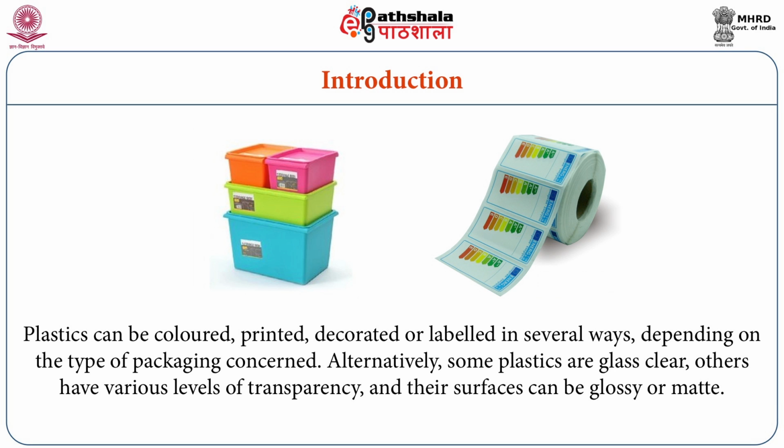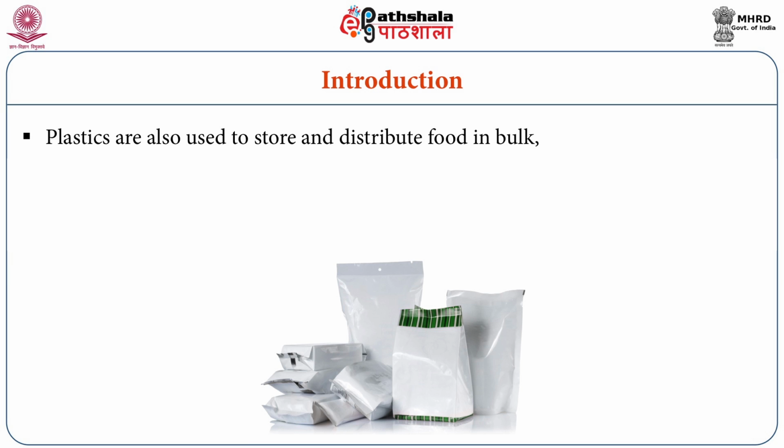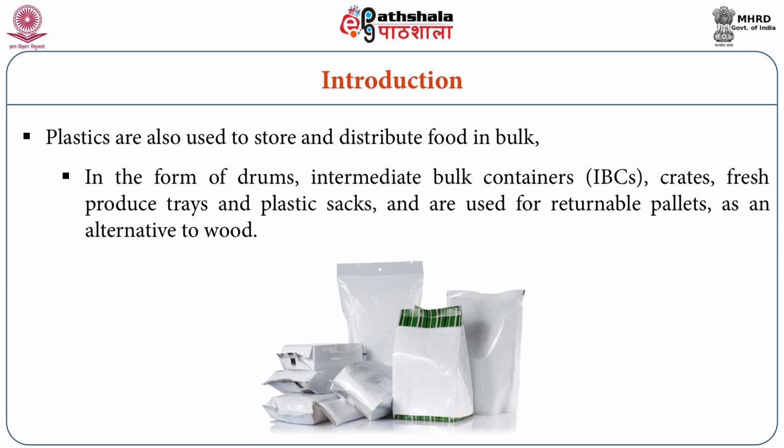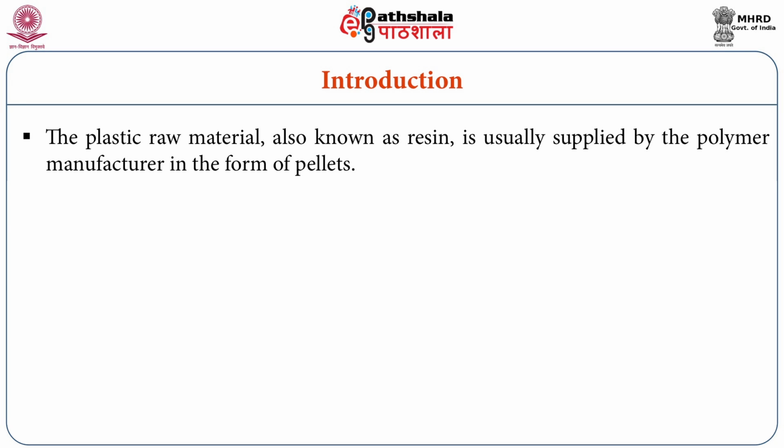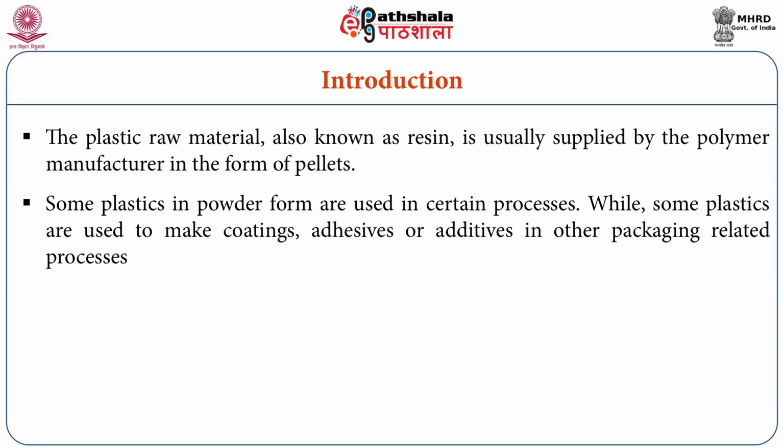Plastics are also used to store and distribute food in bulk in the form of drums, intermediate bulk containers, crates, fresh produce trays, and plastic sacks, and are also used for returnable pallets as an alternative to wood. The plastic raw material, also known as resin, is usually supplied by the polymer manufacturer in the form of pellets. Some plastics in powder form are used in certain processes, while some plastics are used to make coatings, adhesives, or additives in other packaging related processes.